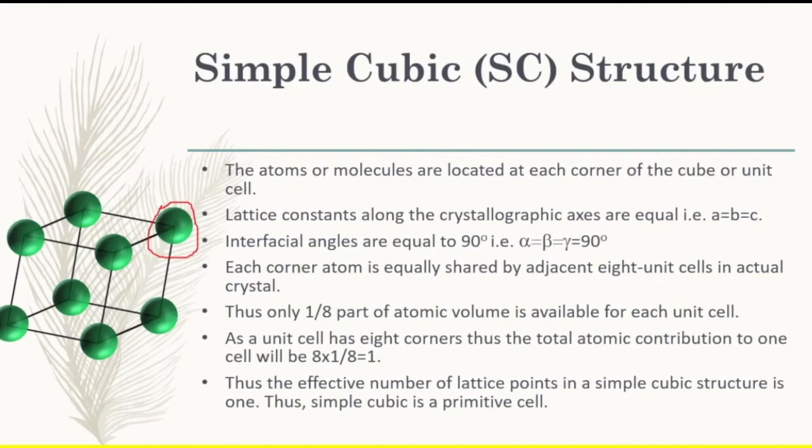So only 1 by 8 part of the volume of the atom is available for each unit cell. As we can see here, one unit cell has 8 atoms and only 1 by 8 part of the volume of the atom is available to this unit cell. So the contribution from the atoms to the cell will be only 1. So the effective number of lattice points in a simple cubic structure is 1 and so it is also called a primitive cell.